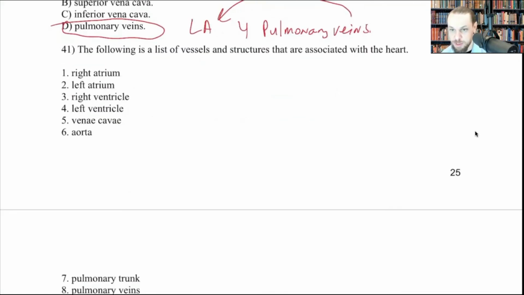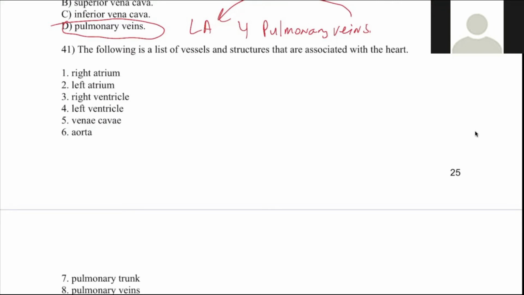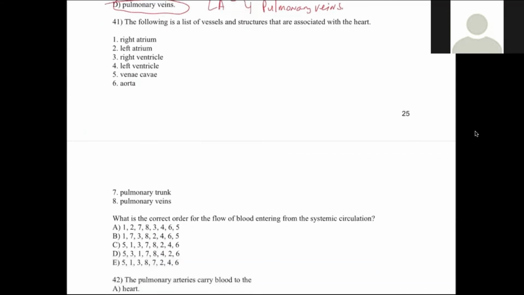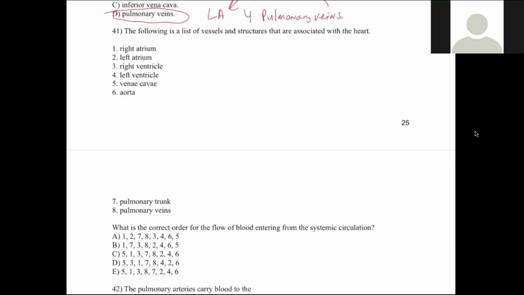All right, 41, we are up to Helmi. The following is a list of vessels and structures that are associated with the heart. This is no question. The question is right below it. What is the correct order of the flow of blood entering the systemic circulation?